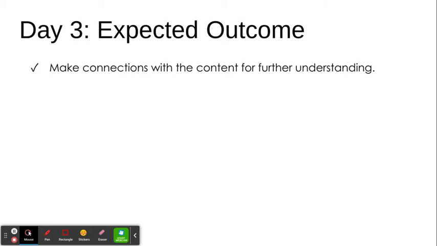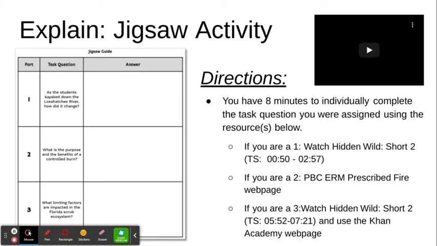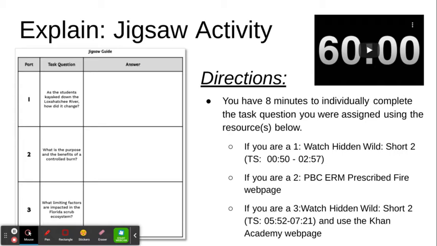Then you would go to day 3. Day 3 would be making further connections of what we've already been going through. So this is giving them a time to self-engage in the activity by doing a jigsaw activity. For the jigsaw, you would go ahead and divide the students up into different groups with 3 students per group, giving them each a number, a 1, a 2, or a 3.